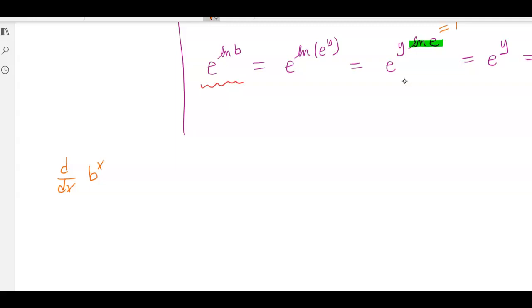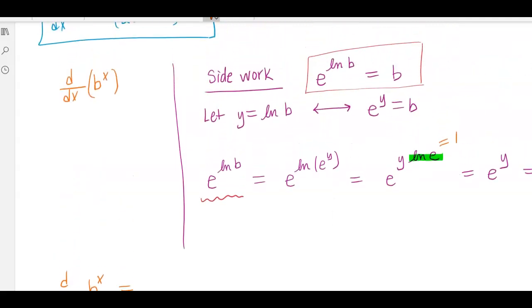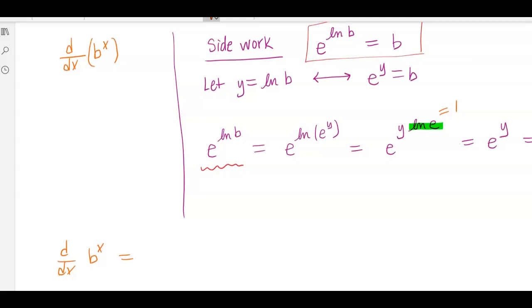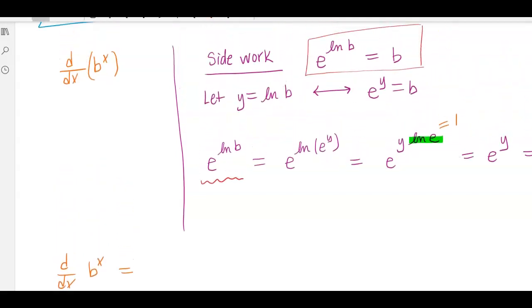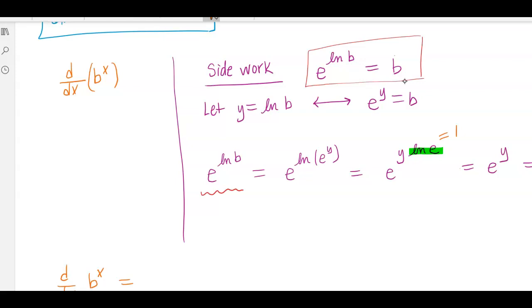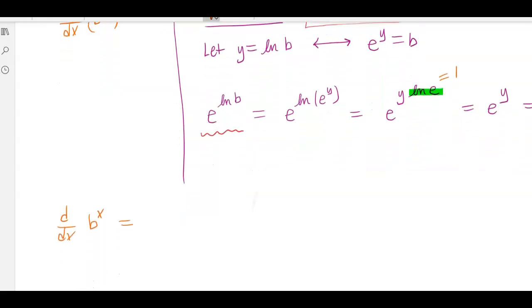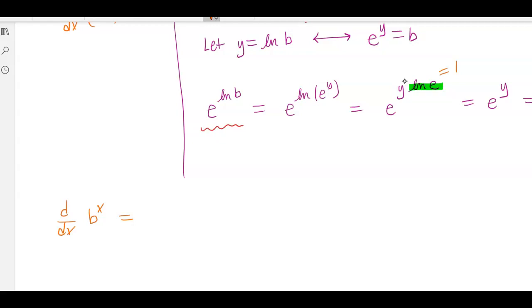So the first thing I'm going to do is rewrite b to the x. I'm going to go backwards here. I'm going to write b as e to the natural log of b power. So hold on for just a second. Derivative of, okay, instead of writing b, I'm writing e to the natural log of b. This is the part we just proved, but this whole thing is still raised to the x power.